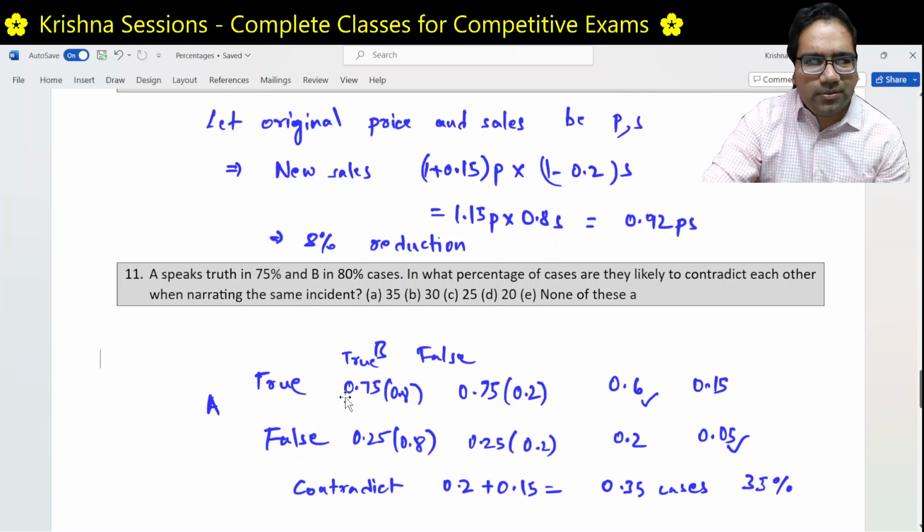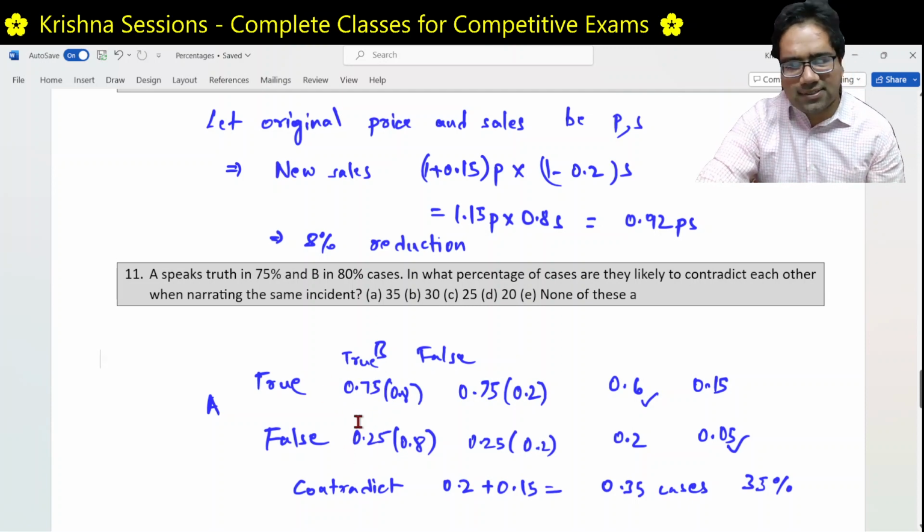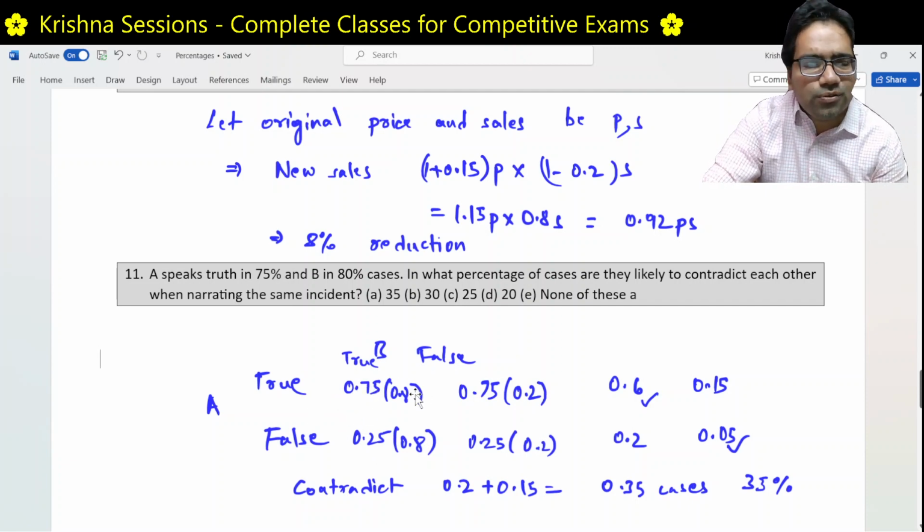0.75 times A will speak truth and 0.25 times A will speak false. 0.75 is A's truth and 0.25 is A's lies. Now, whenever A is telling truth, B can either tell truth or B can also lie. Similarly, when A is telling false, B can tell true or B can tell false. So, what is the probability of A and B telling true together?